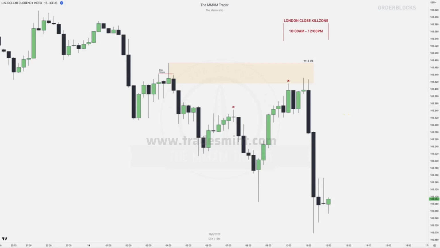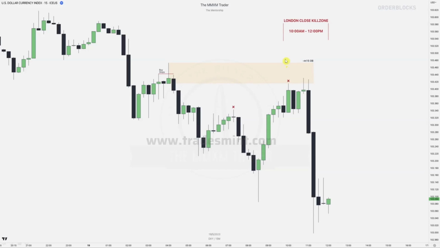Now, importantly, time is more important than price, right? You want to be in a specific kill zone for your high probability order blocks to function correctly. So the London kill zone, New York kill zone, even London close kill zone are perfect times to engage in the market.